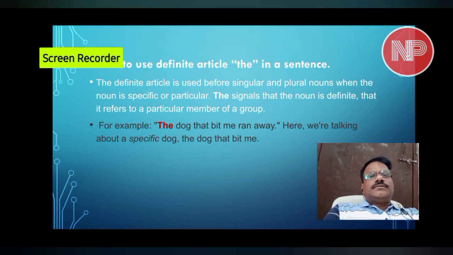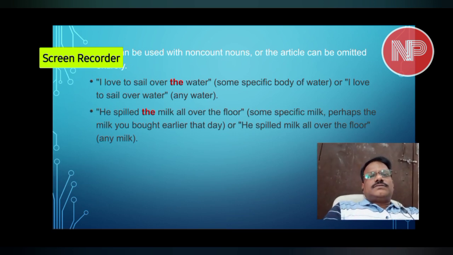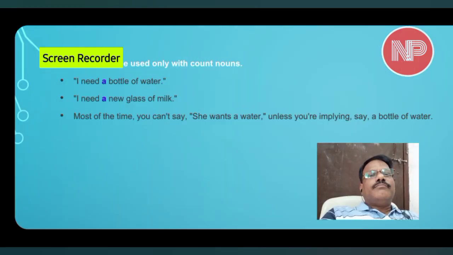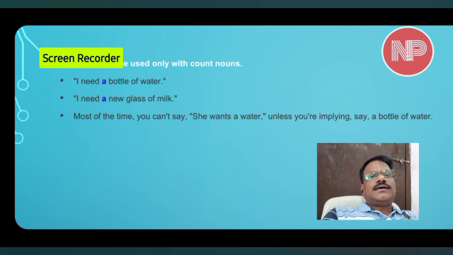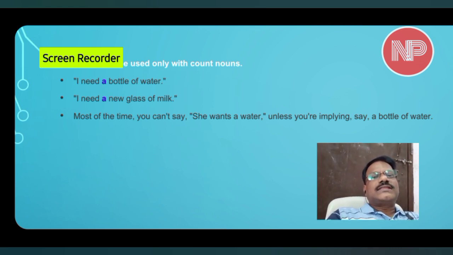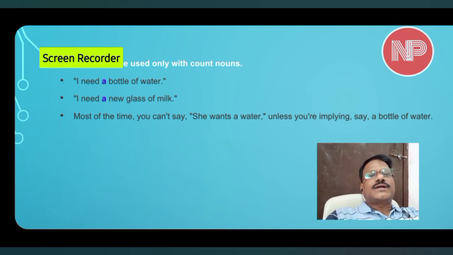We can also see that there are other usages. Milk can be made countable by adding a noun to it, a glass of water, a glass of milk, a bottle of water, a bottle of milk, like that. Unless you add such countable nouns to modify these non-countable nouns, they cannot be called countable, and so they will not take any article unless they are counted.